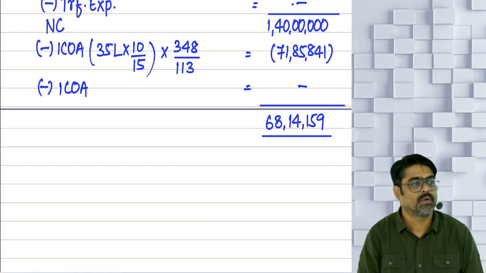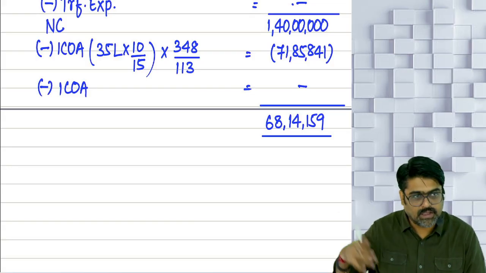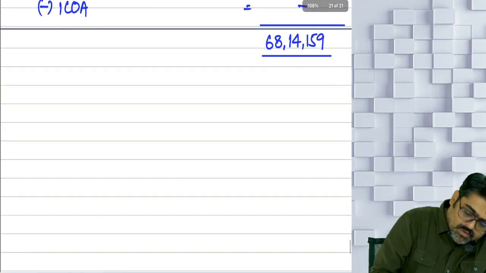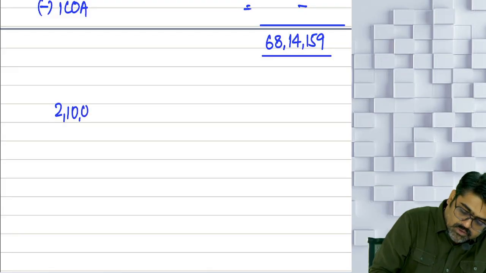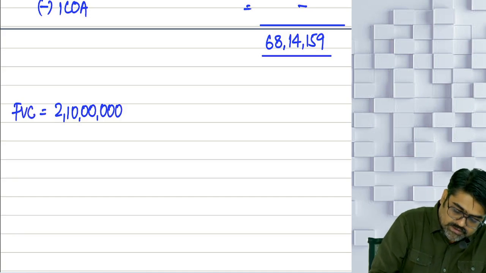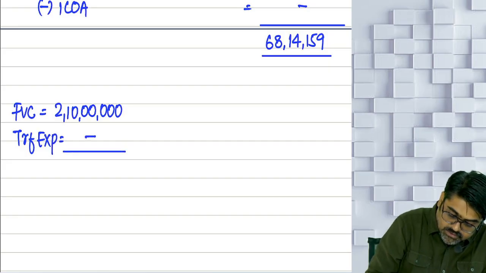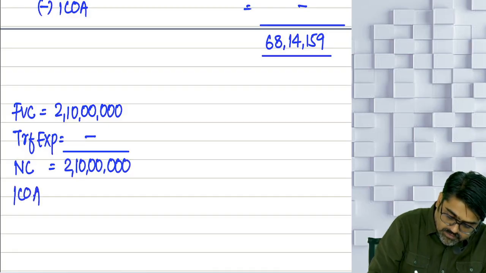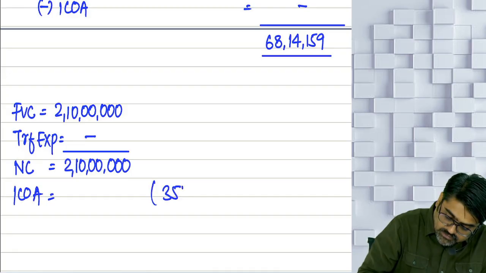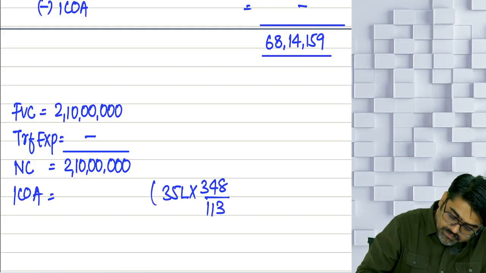Understood? There is one more way in which you can solve this answer. How come? See, pay attention. 210 lakhs was the fair market value, which will be taken as full value of consideration minus transfer expense, which was nil. So the net consideration will be 2 crore 10 lakhs. Now index cost of acquisition here will be 35 lakhs into 348 divided by 113. Calculate.